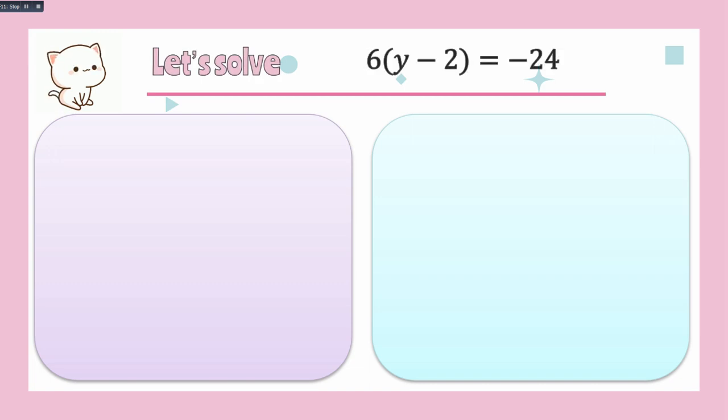So we have 6 multiplied to the quantity of y minus 2 equal to negative 24. In order to solve this equation, we must first simplify the 6 multiplied to the quantity of y minus 2 by using the distributive property. So we multiply 6 to y and also 6 to the negative 2. For the simplified form, we have 6y minus 12 equal to negative 24.